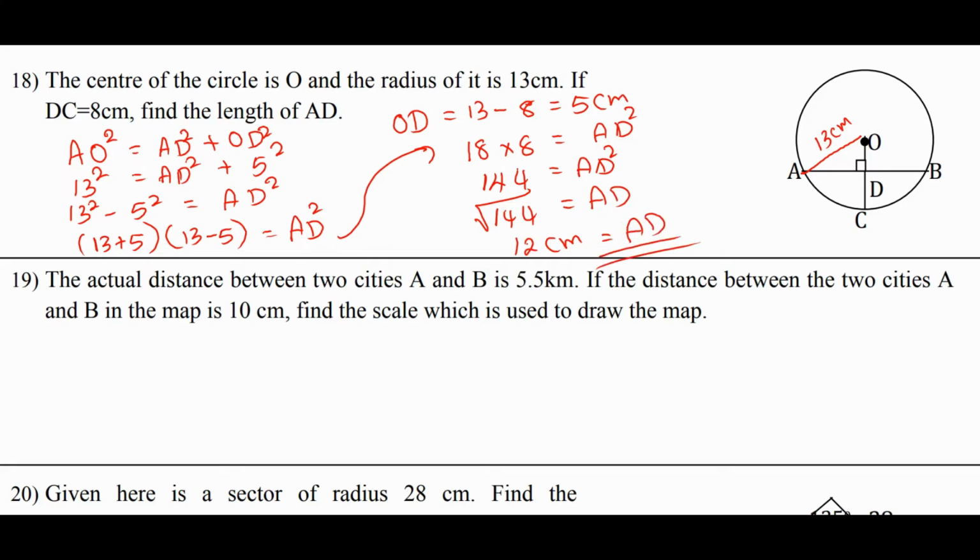Let's try question number 19. The actual distance between two cities A and B is 5.5 kilometers. If the distance between the two cities A and B on the map is 10 centimeters, find the scale which is used to draw the map.